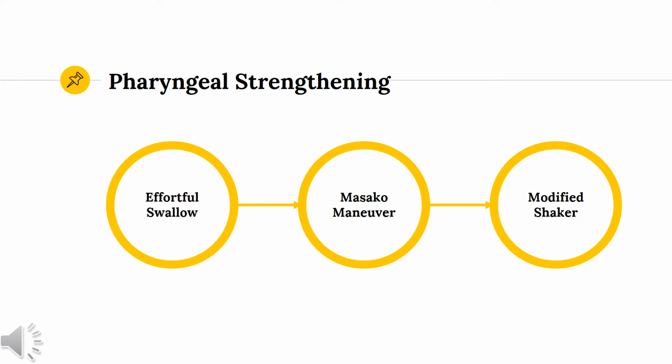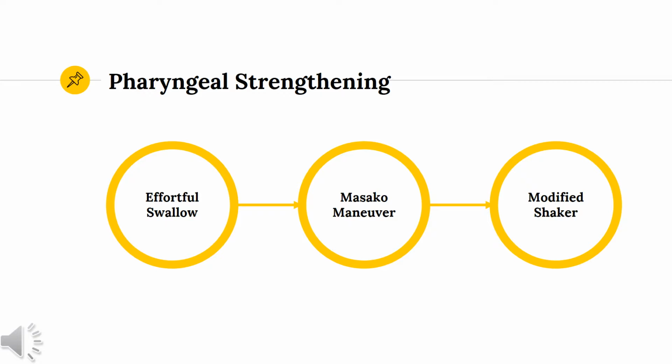Here are some pharyngeal strengthening exercises that you can use with your patient. I'm going to talk a little bit about the effortful swallow, the Masako maneuver, and the modified Shaker exercise. Sometimes the best practice for swallowing is swallowing itself. The effortful swallow is also known as the hard swallow, or sometimes known as the modified Valsalva.